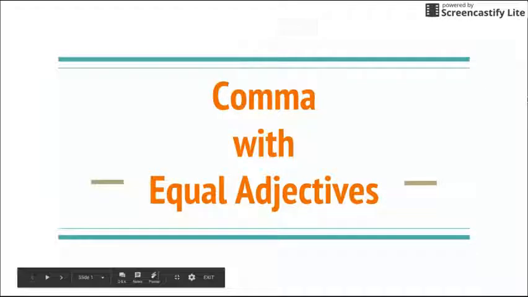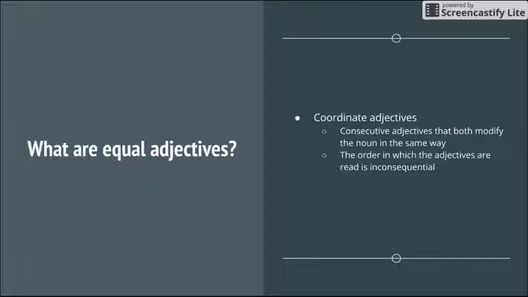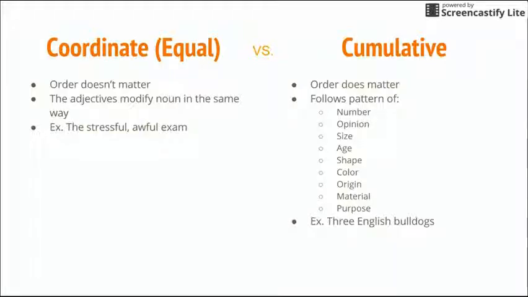So this is how to use commas with equal adjectives. So what are equal adjectives? Equal adjectives are also known as coordinate adjectives, and they're adjectives that both modify the noun in the same way. So two adjectives that have the same purpose, and they're adjectives in which the order that they're read is inconsequential to the meaning of the phrase.